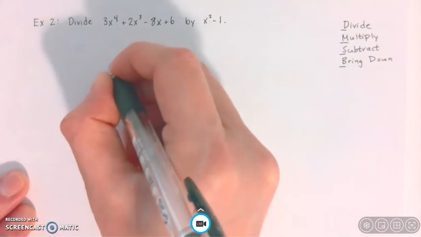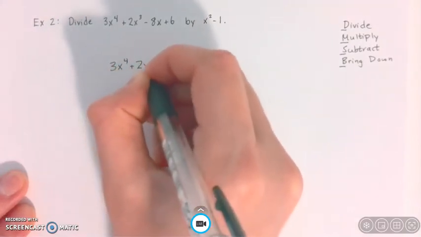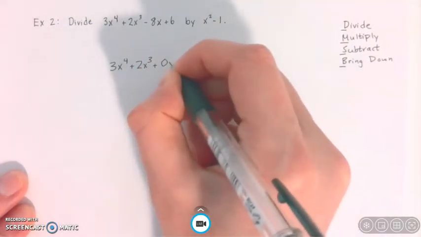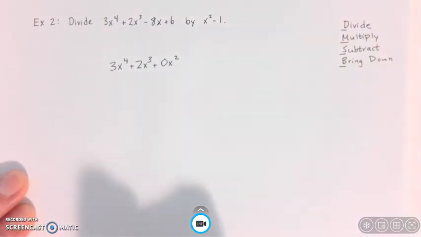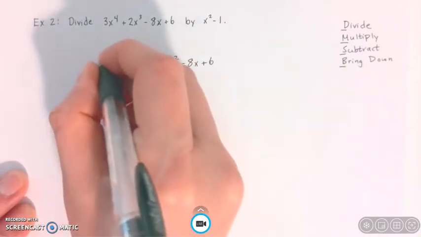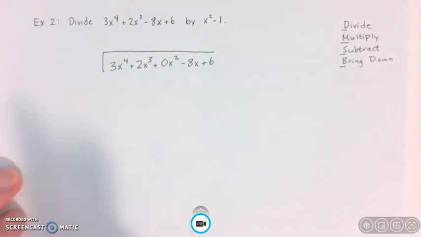So I'm going to rewrite this. 3x to the fourth plus 2x cubed. And then I'm going to write plus 0x squared minus 8x plus 6. And then I'm going to put that in my division box. All right, hopefully this looks familiar. Maybe it reminds you a little bit of elementary school.